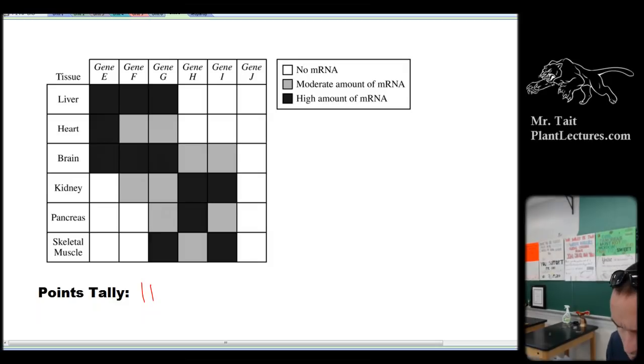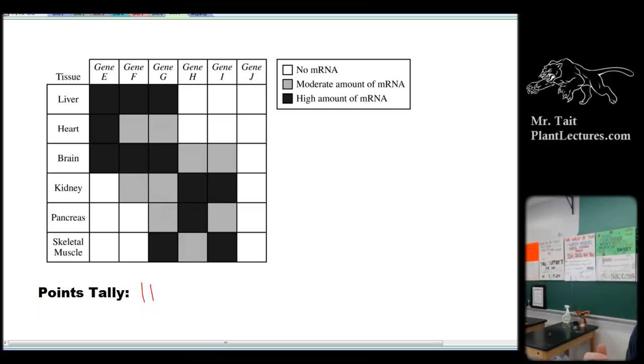Okay, the last point is, the researcher observed that tissues with high level of gene H mRNA did not always have high gene H protein. Provide reasoning to explain how tissues with high gene H mRNA have no gene H protein. So any post-transcriptional regulation here would have been okay.